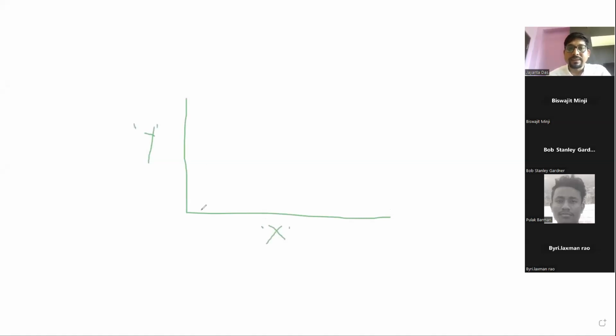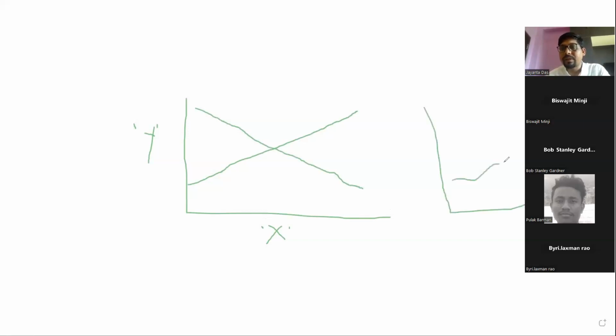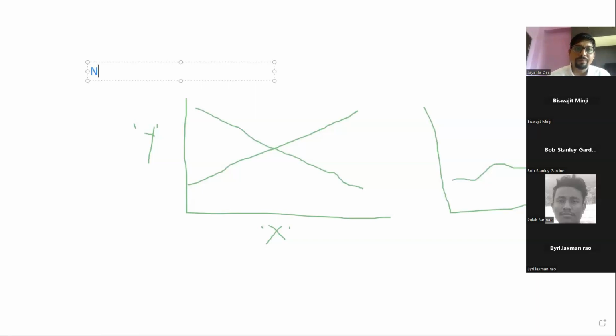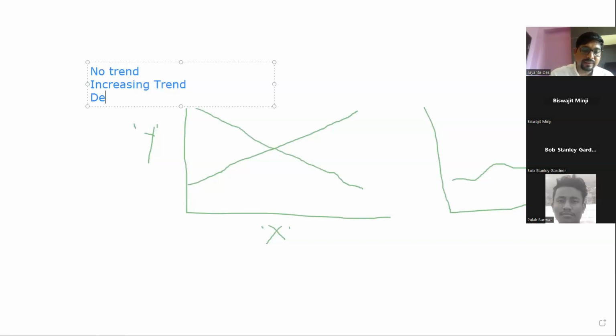So over time, it may be like this, that's an increasing trend. It may be like this, that's a decreasing trend, or it may be like this, there is no trend. So we can find no trend, increasing trend, or decreasing trend.